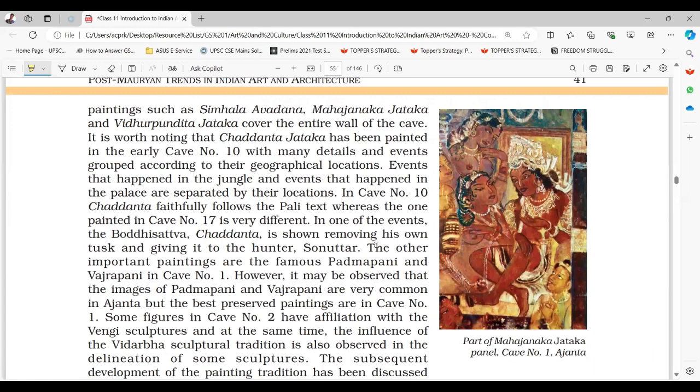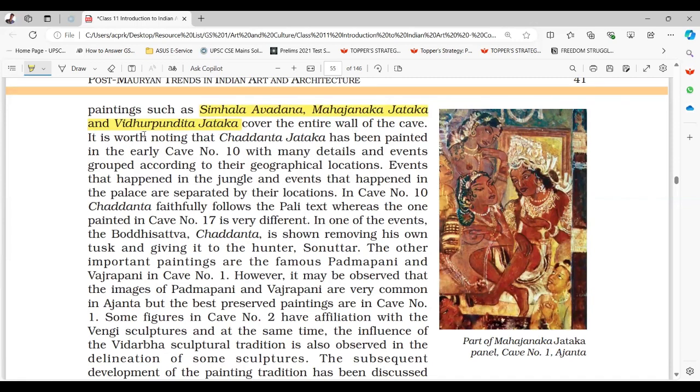Some paintings, such as Simhala Avadana, Mahajanaka Avadana, and Vidhura Pandita Jataka, cover the entire wall of the cave.